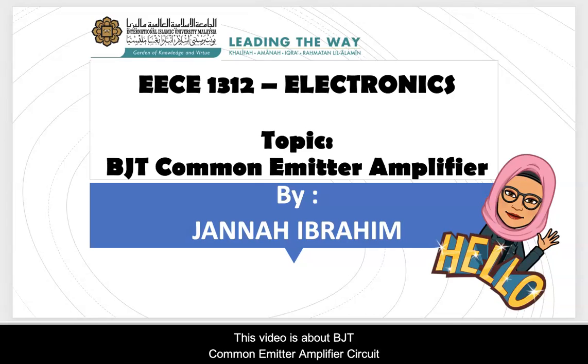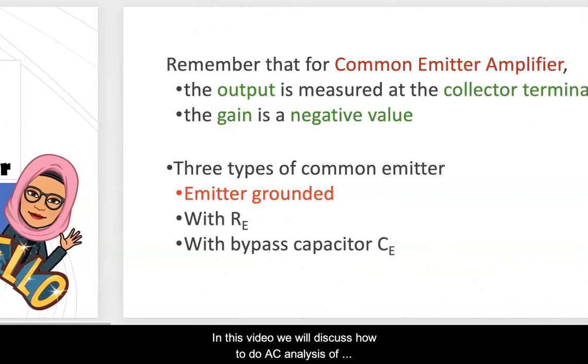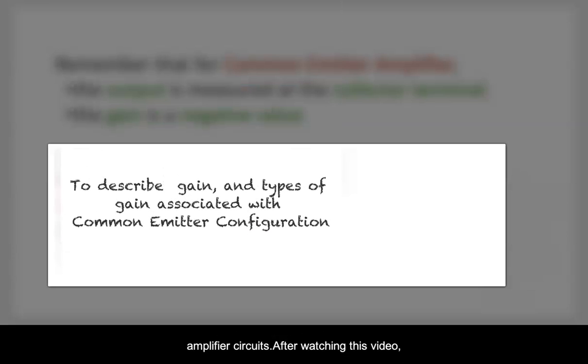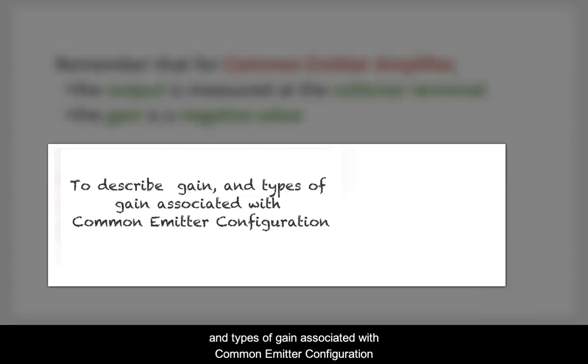This video is about BJT Common Emitter Amplifier circuit. In this video, we will discuss how to do AC analysis of amplifier circuits. After watching this video, we should be able to describe gain and types of gain associated with common emitter configuration.